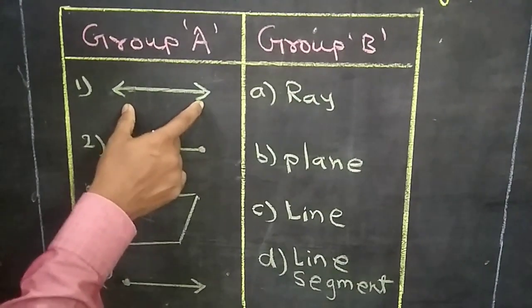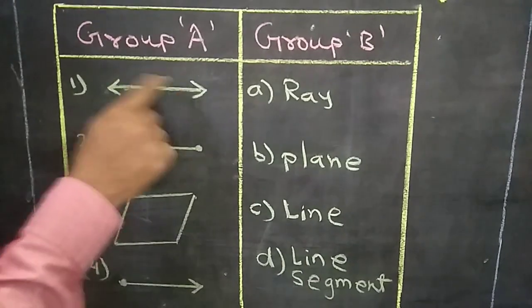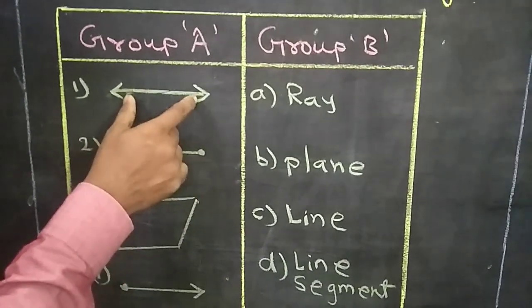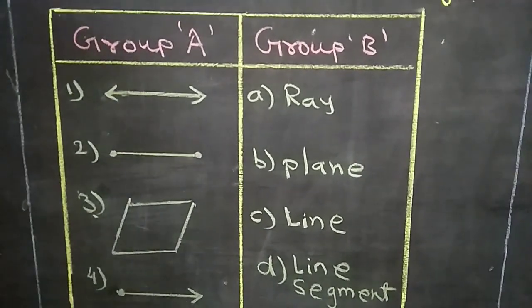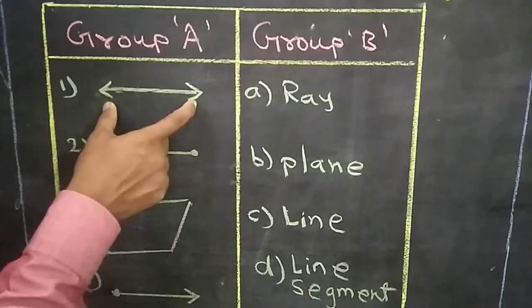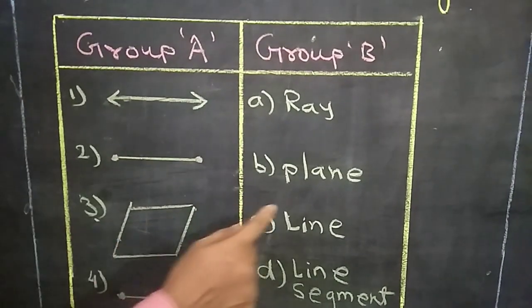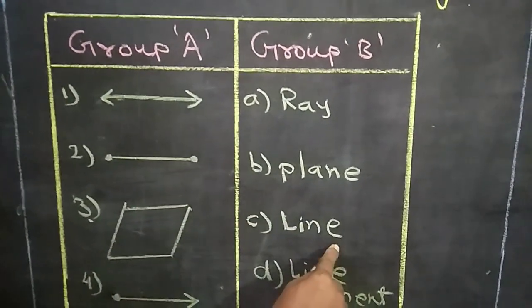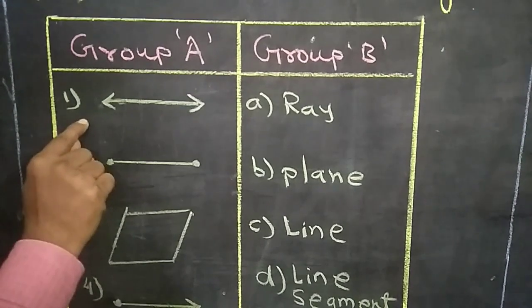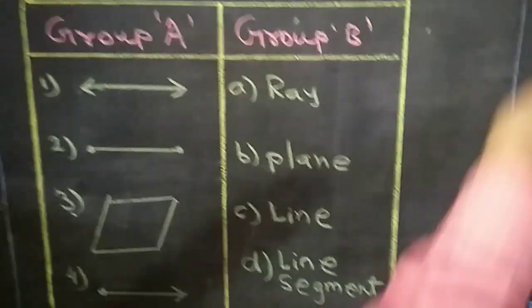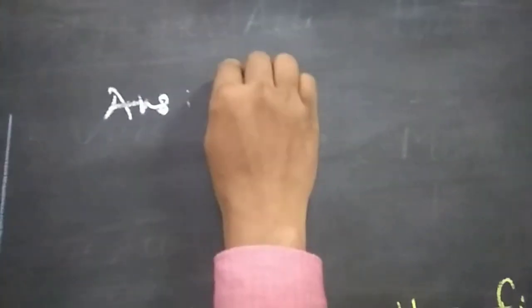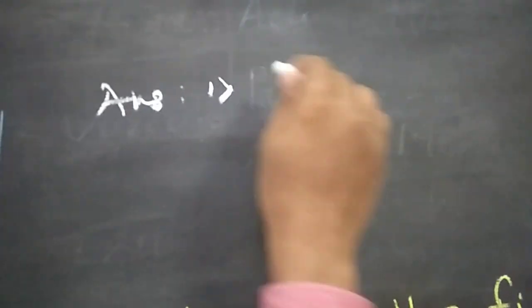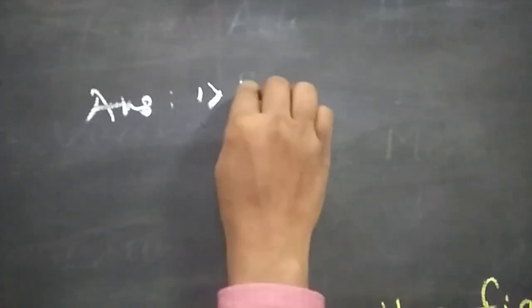See here in the first diagram, at the end of the line segment, 2 arrows are given, and we have already studied in our part 2: if 2 arrows are there, then it will be your line. Okay, so the answer of the first is line. So we will write here in the answer, the answer of the first question is line.